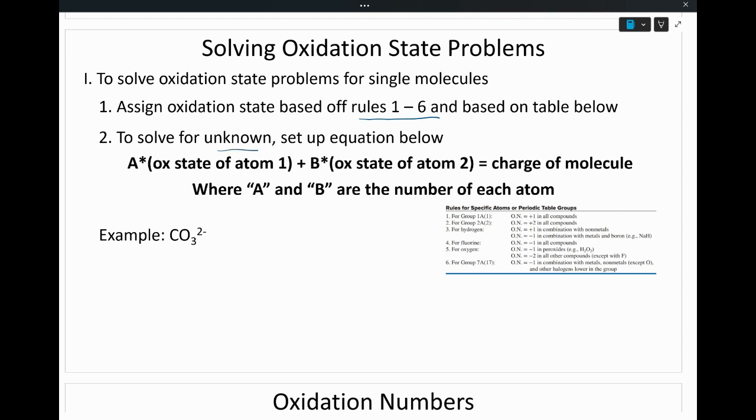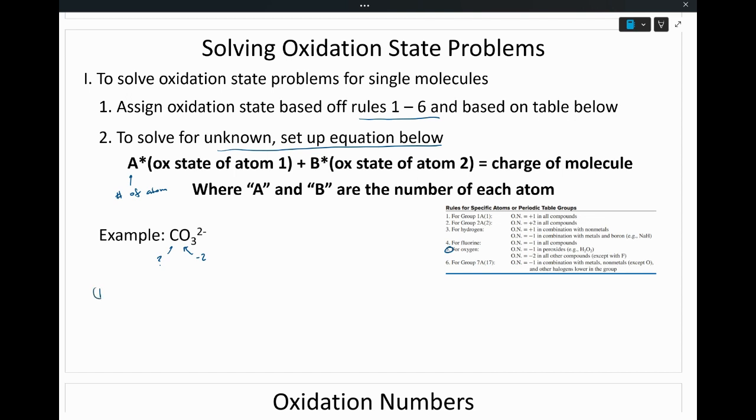And then for an unknown, we're going to set it up like I have below, like I was doing before, where A is the number of that atom, and you multiply it by its oxidation state, plus B, which is the number of the second atom, times its oxidation state, has to equal the charge of the molecule. So here, carbon has an unknown oxidation state, and oxygen has that known oxidation state of -2 from rule 5.